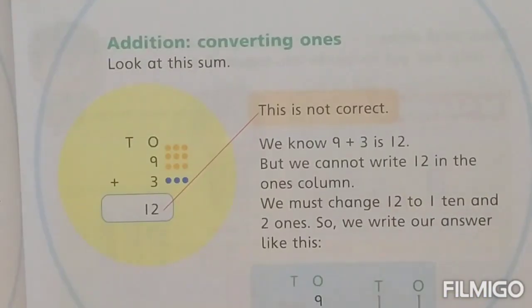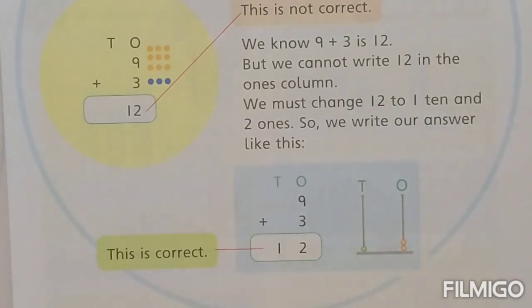Page number 27. Addition, converting ones. Look at this sum. 9 and 3 makes 12. But we cannot write 12 in ones column. We must change 12 into 1 tens and 2 ones, and we have to choose the right column. So, this is the right way to write 12, 1 in tens column and 2 in ones column.